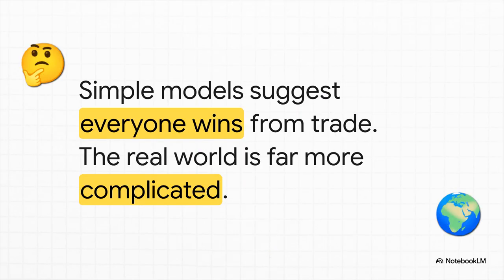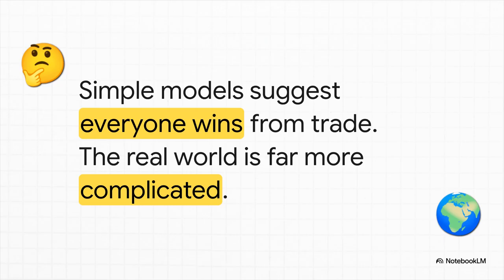Part of the problem is that some of the classic economic models, well, they were a little too simple. Theories like the Ricardian model basically just looked at labor. And when you do that, you get this really neat, optimistic picture where free trade makes everybody better off. But the real world, as we know, is a lot more complicated.